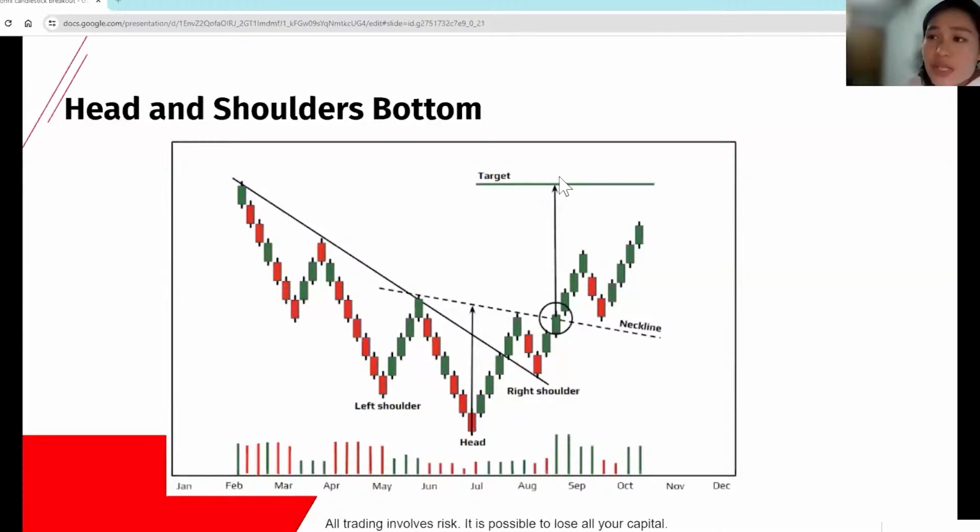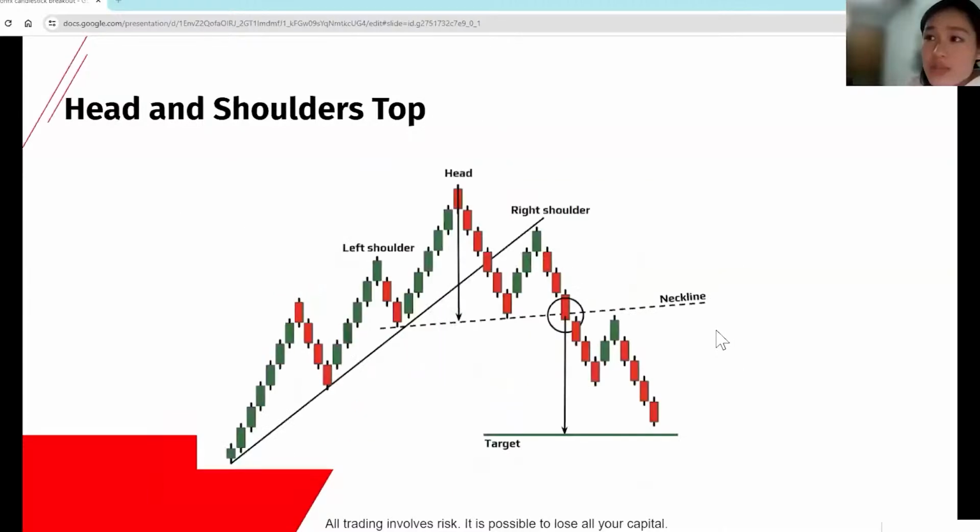So your target level would be typically anywhere above this neckline in this case. It can be anywhere from here, can be this swing low as well, but if you want your risk to reward ratio to be greater, you will want your target to be a little bit further away if you are certain that price is going to continue upwards to reach your target.